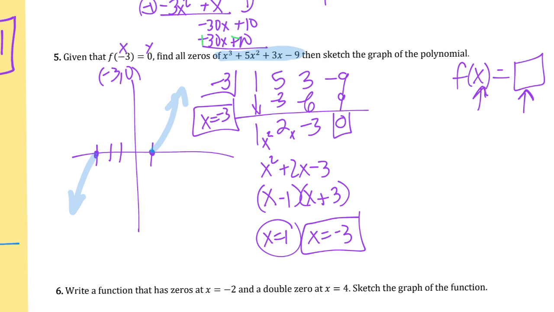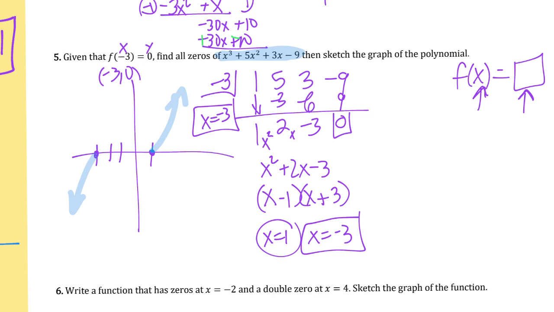Now, where the x-intercepts are and how many of them there are is signified and shown by how it crosses the x-axis. If you walk around the hallway and you see people making out, you know there's something going on there, right?